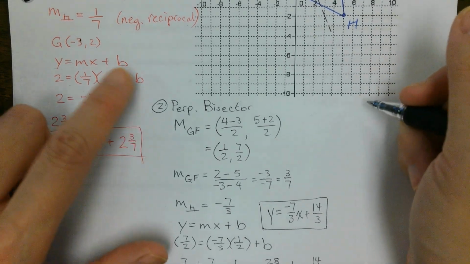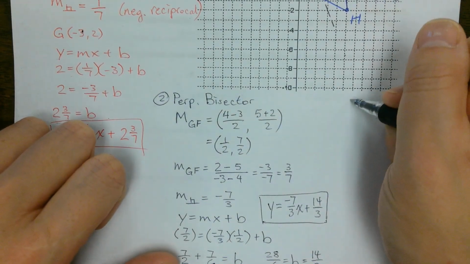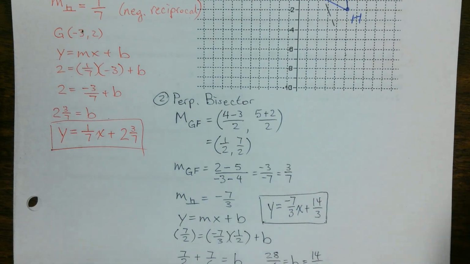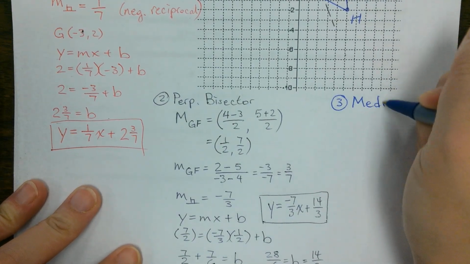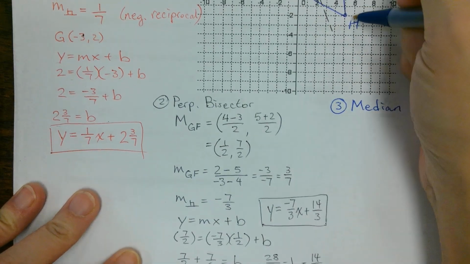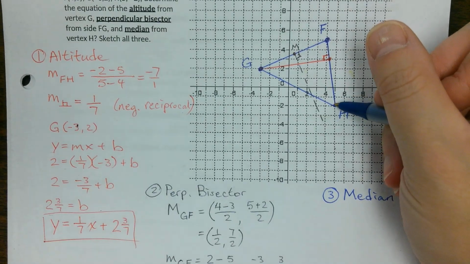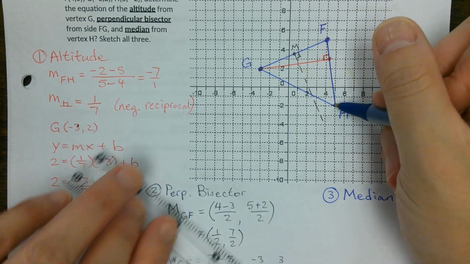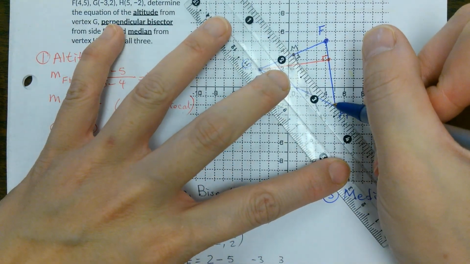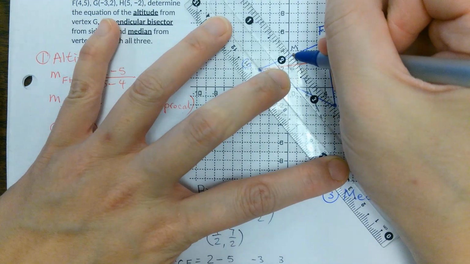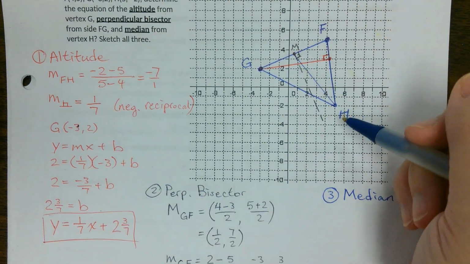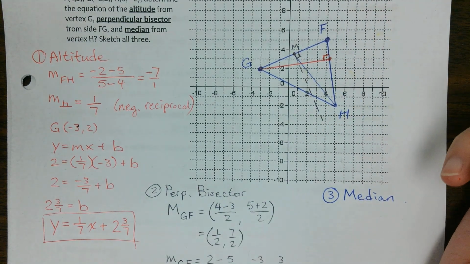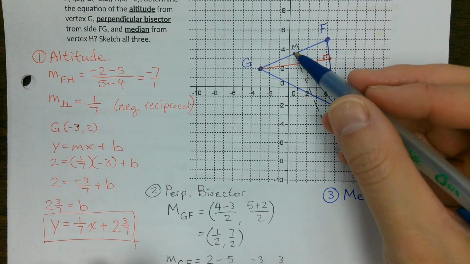Okay, last one, median from H. What color did I use? Okay. 3. Median. Okay, median from H. So it's from H to the opposite side midpoint. So this right here. This blue line right here, that's my median. So my work is cut down for me because I already found the midpoint.